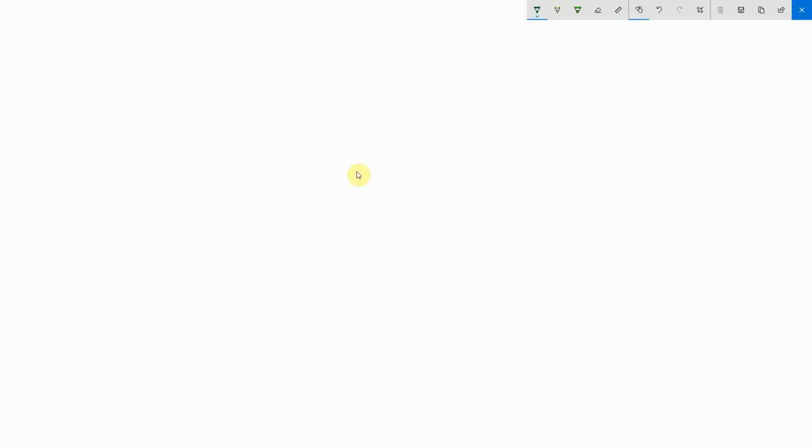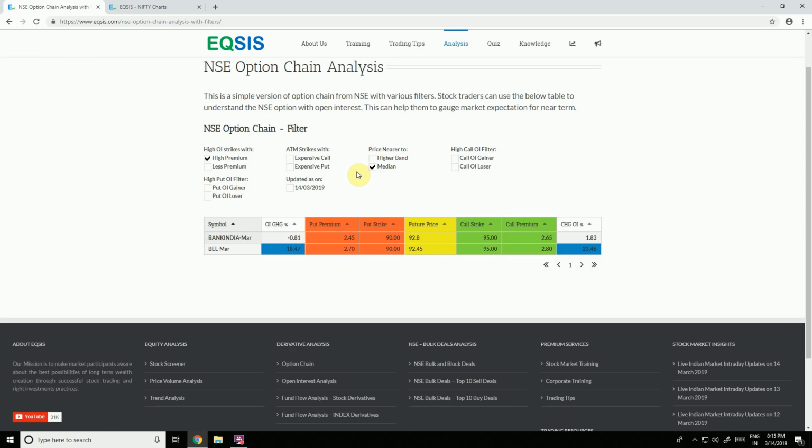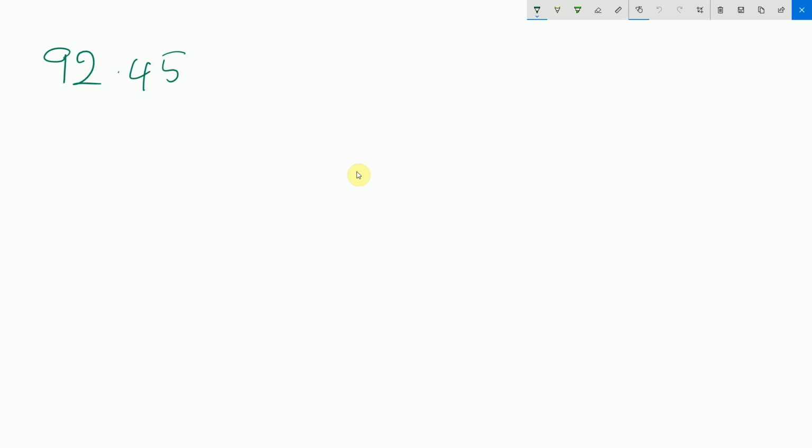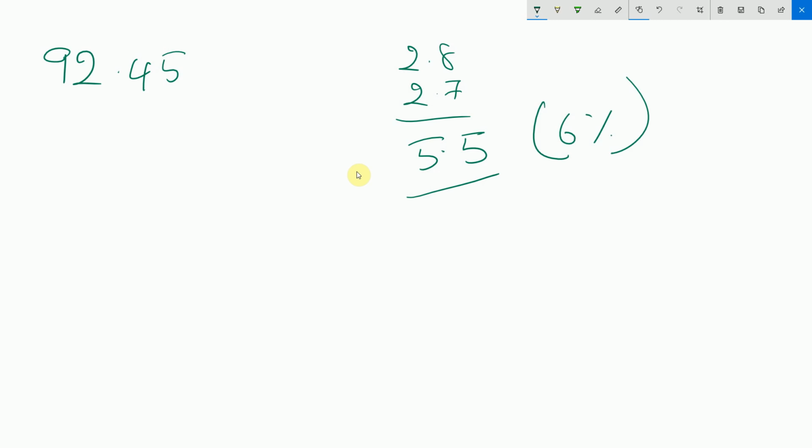Now the stock price is around 92.45, and the collective premium we are getting is 2.8 and 2.7. Am I right? So we get about 5 and 5.5, which I'm sure is close to 6%. That is nothing but 6% we are getting by selling the 90 put option and selling the 95 call option.